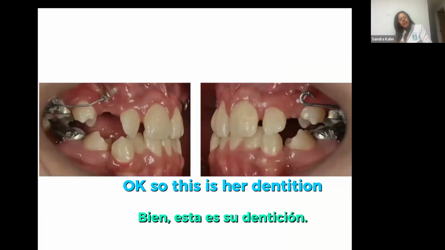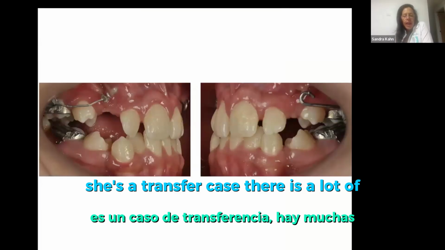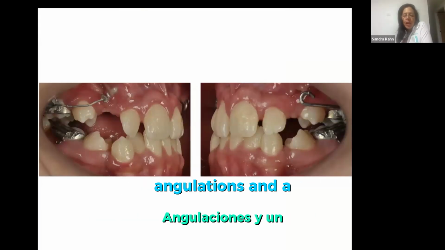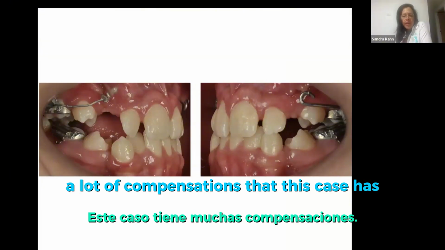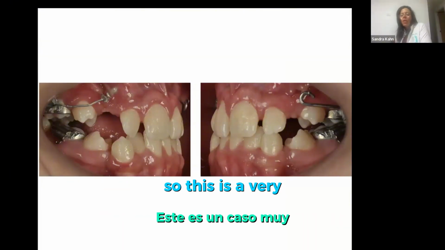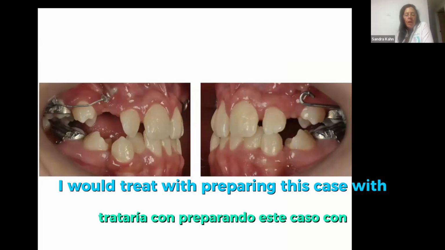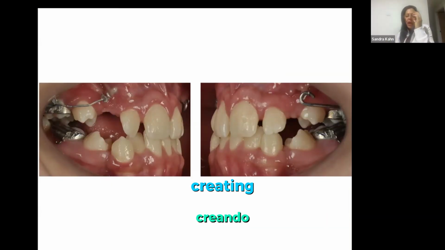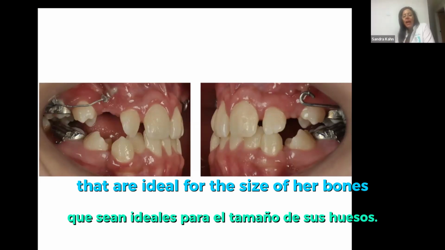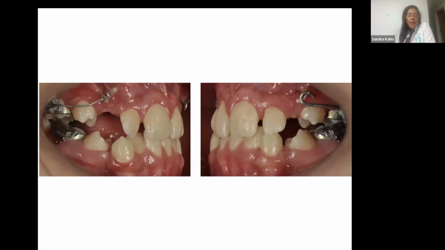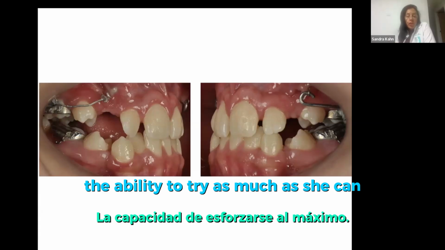Okay, so this is her dentition. She's a transfer case. There are a lot of angulations and a lot of compensations in this case. So this is a very, very complicated case that I personally would treat. I would treat with expansion. I would treat by preparing this case, creating the angulations that are ideal for the size of her bones. And I would give her the ability to try as much as she can.